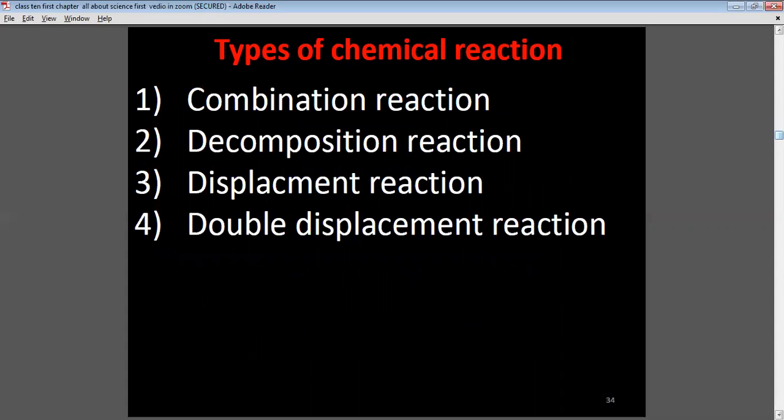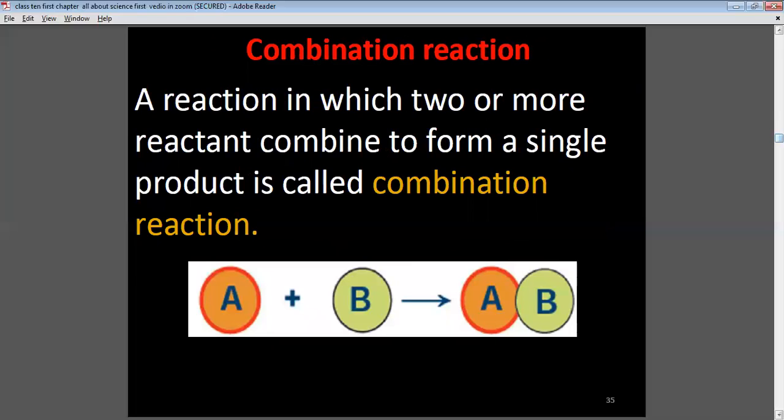Types of chemical reactions. There are 4 types of chemical reactions: combination reaction, decomposition reaction, displacement reaction, and double displacement reaction. Let's start with the combination reaction. Combination means 2 substances react to form a new product. A reaction in which 2 or more reactants combine to form a single product is called a combination reaction. A plus B gives AB.